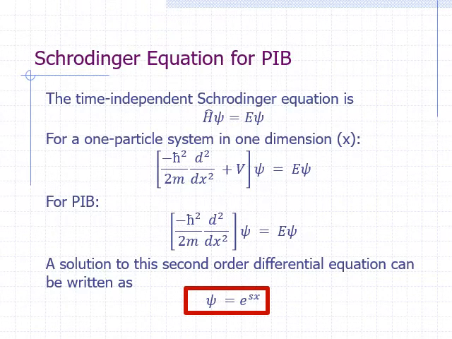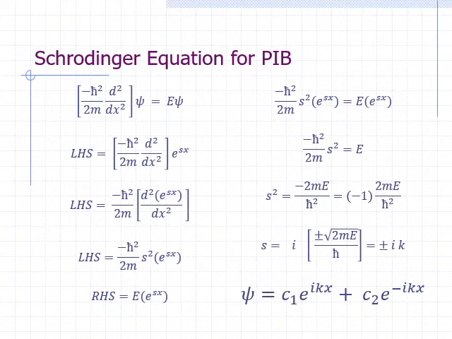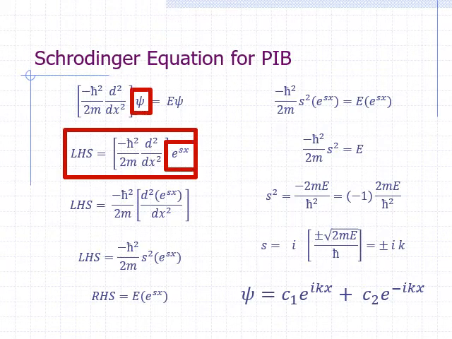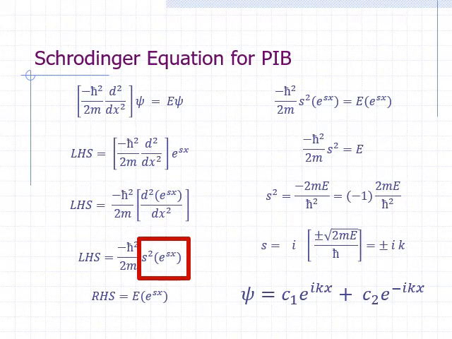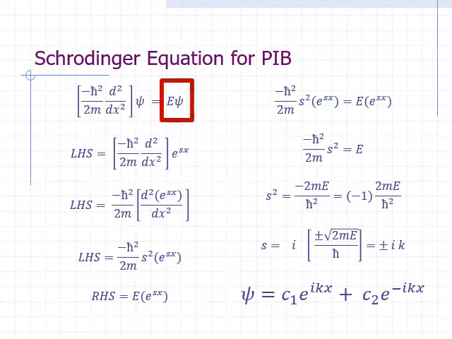Let's verify. Here's the left-hand side of the Schrodinger equation. Let's substitute e to the sx for psi. We take the derivative of e to the sx twice, then multiply by negative h bar squared over 2m. The second derivative of e to the sx is s squared times e to the sx. Now let's do a substitution for the right-hand side. E times psi is just E times e to the sx.